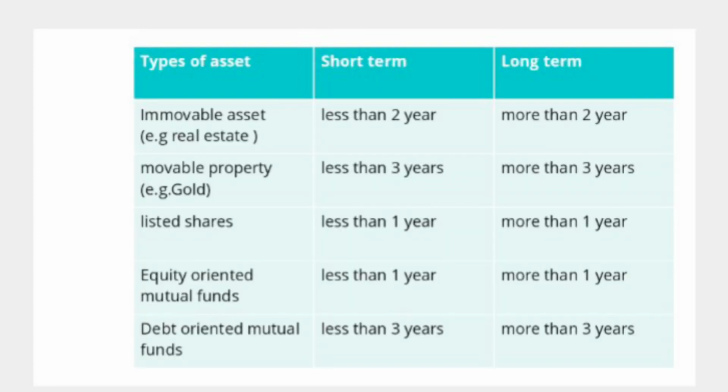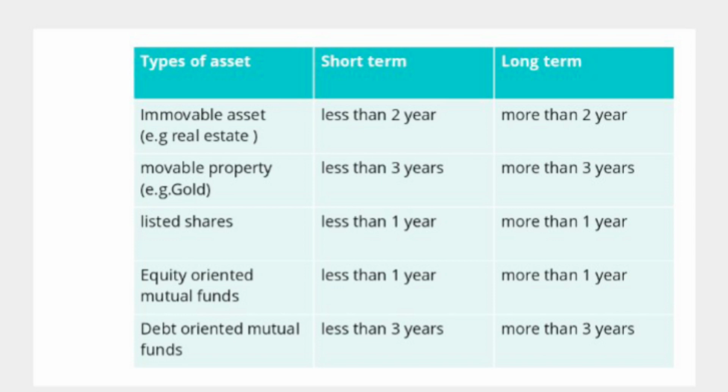I'm explaining a tabular column on short term and long term assets. For immovable assets, for example real estate or land, if you hold the land for a period not exceeding 2 years, it is said to be a short term capital asset. But if you hold the asset for more than 2 years, it is said to be long term.